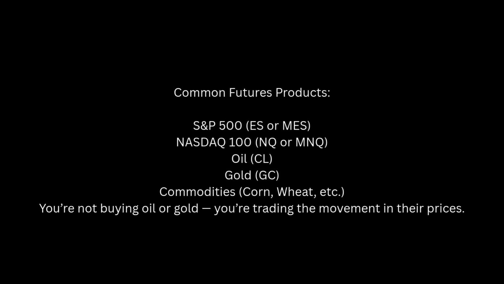All right, common futures products. We have the S&P, which comes in the mini and the micros. We have NASDAQ 100, mini and micros. We have oil, gold, and commodities such as corn, wheat, etc. You're not buying gold and oil. You are trading the price movement of gold and oil.